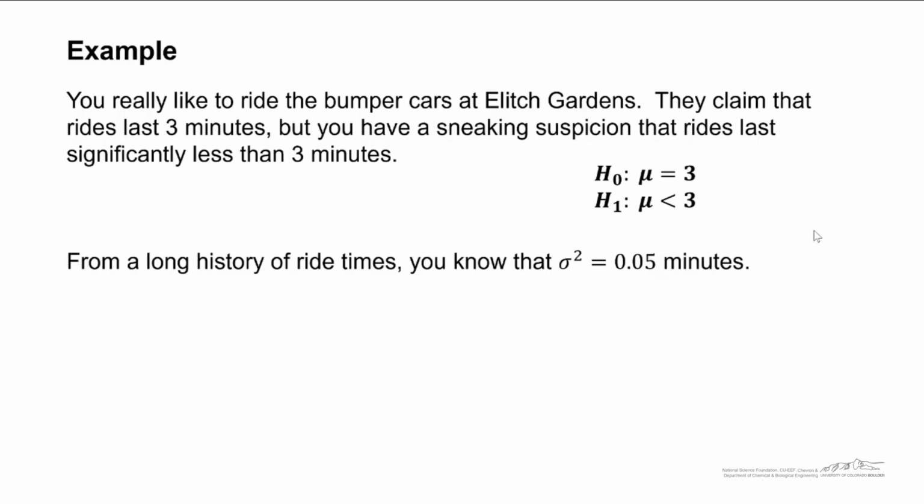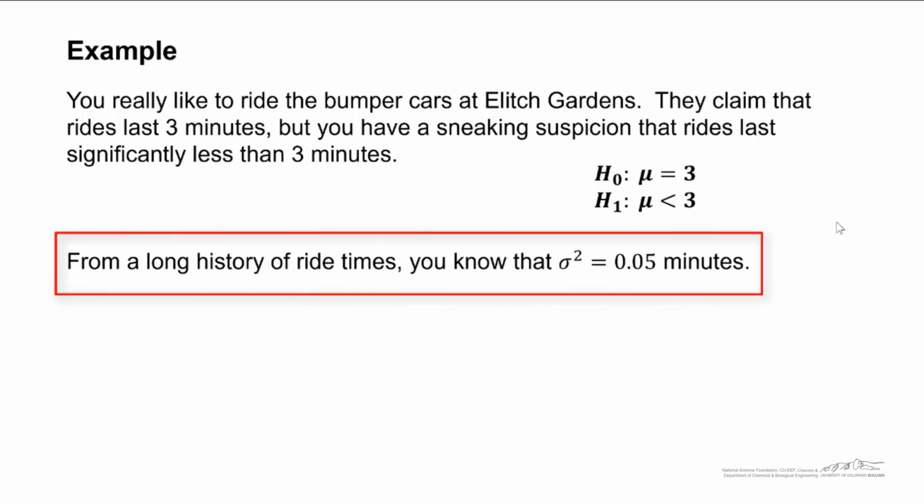Let's go through an example. We set up a hypothesis test where the null hypothesis is the mean is 3. The alternate hypothesis, the mean is less than 3, so it's a lower-tailed test. From a long history of ride times, you know that the variance is 0.05 minutes.